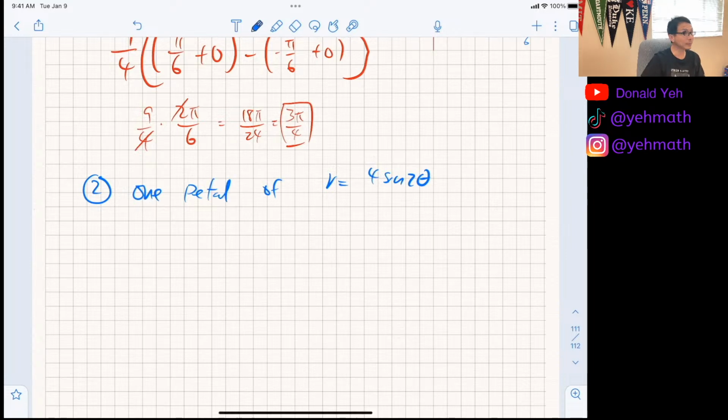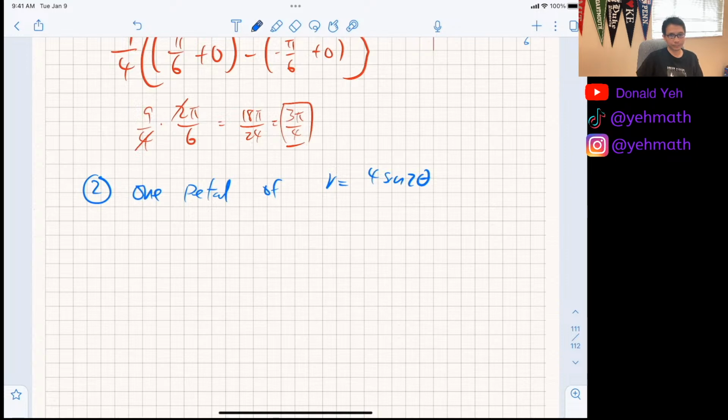4 sine of 2 theta equals 0. When does sine equal 0, Zach? 0 and pi. That's pretty smart. And negative pi. Negative pi and pi are the same thing. Could we just say 0 to pi? No, because you would want two values to plug in between. So you want one petal.